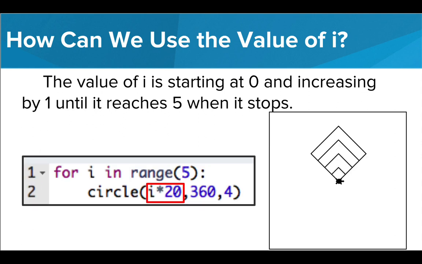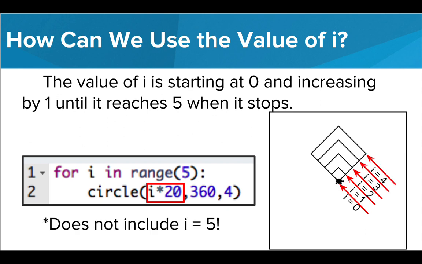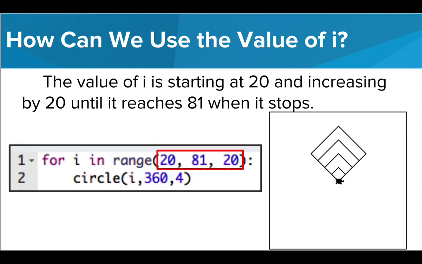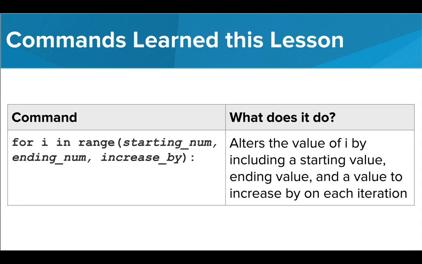Well, we have two options. The first thing we could do is use a mathematical expression to increase the value of i by 20 each iteration. Or we could alter the value of i by using our extended parameters. In this lesson, we learned how to alter the value of i even further.